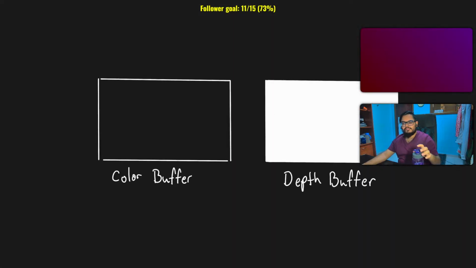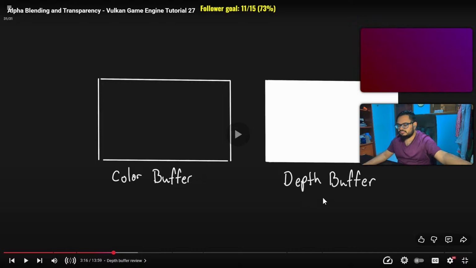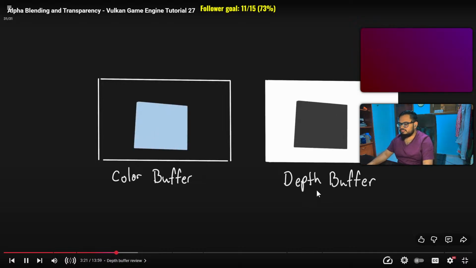So, how does this relate to semi-transparent objects? Well, the depth buffer can store only one depth value per pixel, and doesn't care about how transparent an object is.